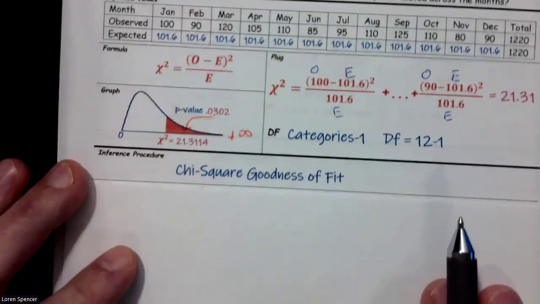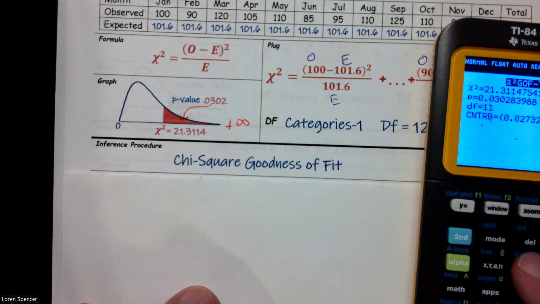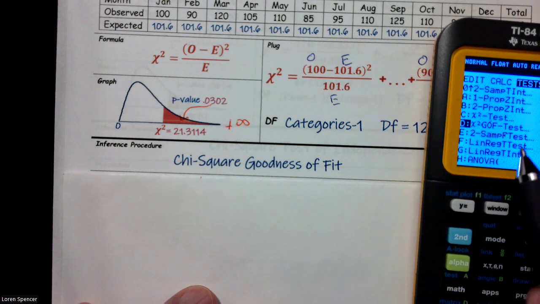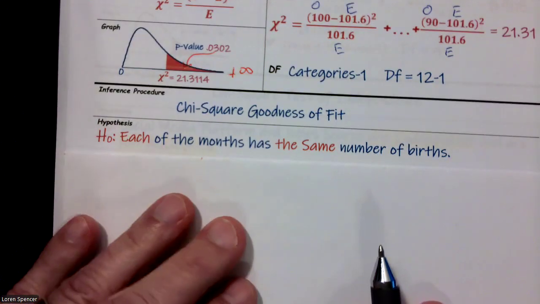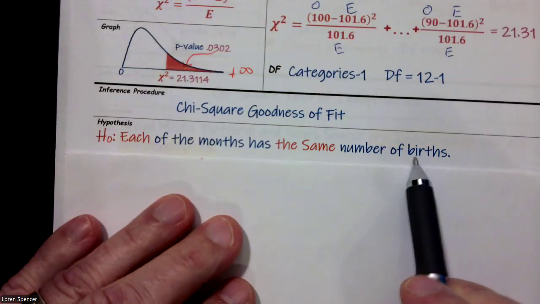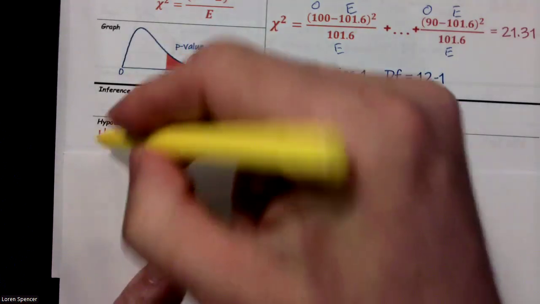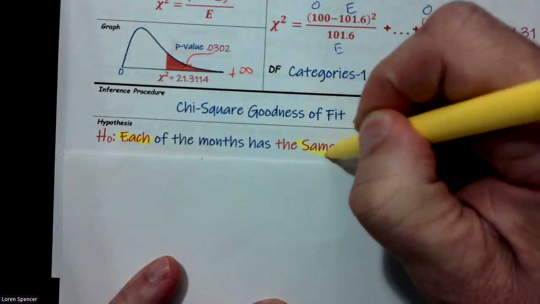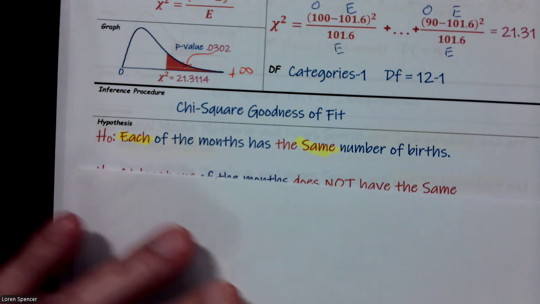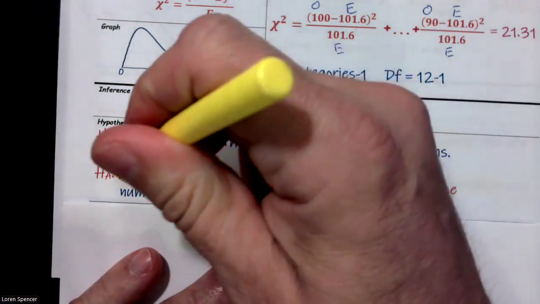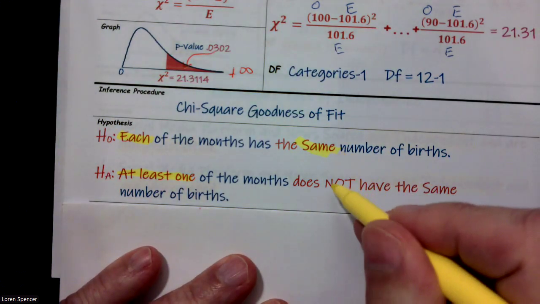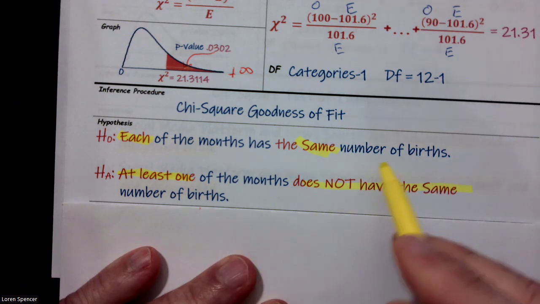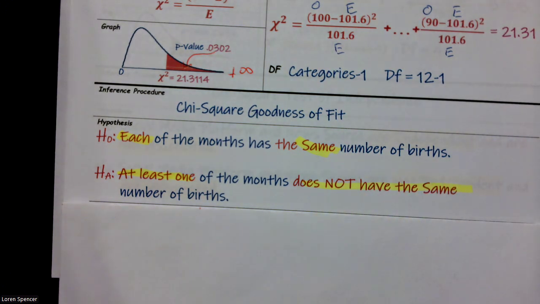So chi-squared goodness of fit, and we kind of got that off the calculator anyway. Stat test, chi-squared goodness of fit right there. So the null hypothesis: each of the months has the same number of births. Keywords here are each and same. The alternative is at least one, that's the key phrase, at least one of the months does not have the same number of births. So basically, our null and alternative are exact opposites.